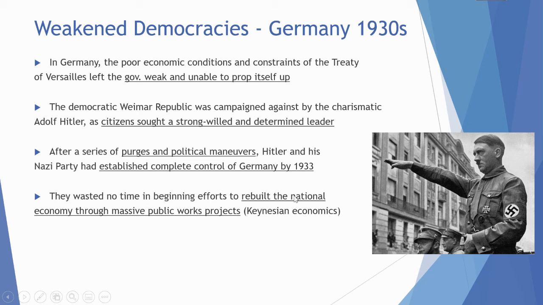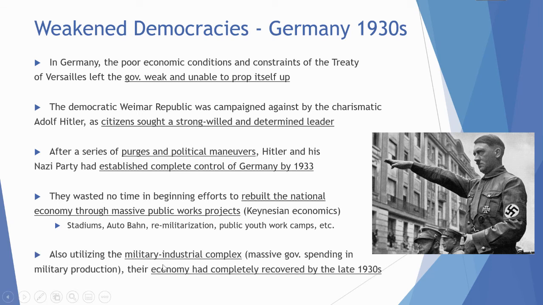They wasted no time in following that Keynesian economics, where they created, if you've ever heard of the Autobahn before, it's a highway, a very famous highway in Germany that Hitler spent a lot of money developing. They started bringing a lot of people back into the military. Again, the government paying for things to get people working, and in Germany, he was very successful in doing it.